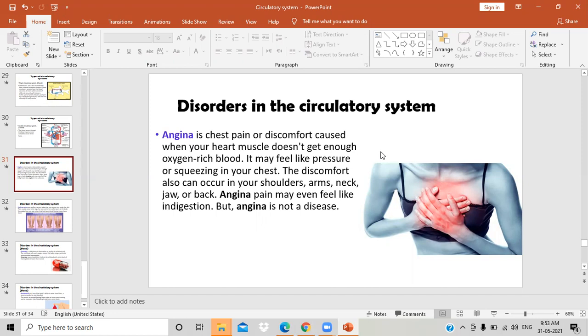Okay, so angina is when the heart muscle does not get enough oxygenated blood, and it feels like a sense of heaviness and a very strong pain in the left arm, radiating to the jaw and the back. And then you feel like there is this stabbing sensation in your chest, and this is what angina is.